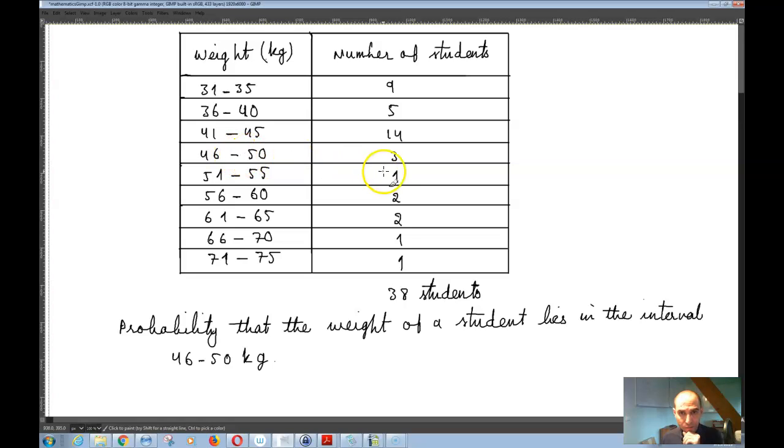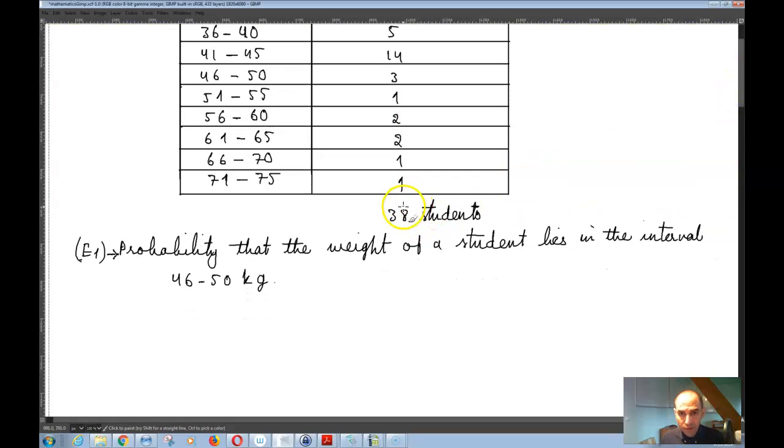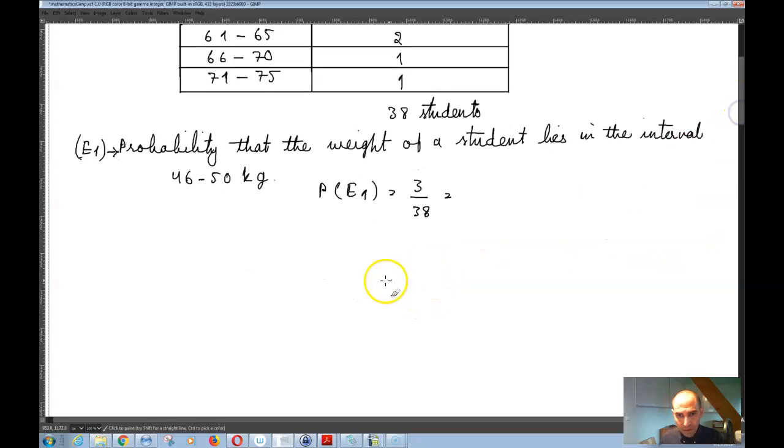Basically the number of those students was 3. If I call this event E1, the weight of a student lies in this interval 46 to 50. The total number of students was 38. So P of E1 you can write as 3 divided by 38.